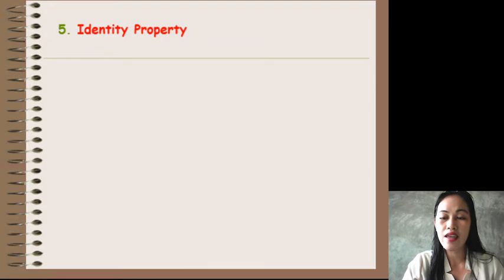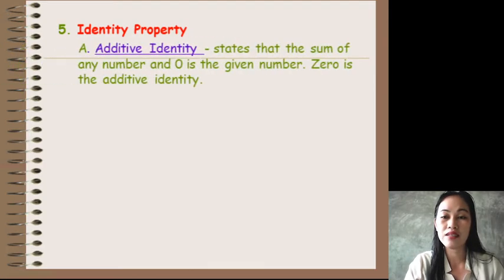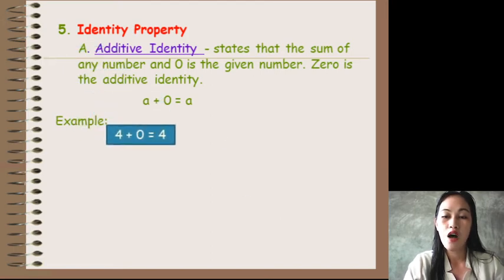Next property is identity property. First, we have additive identity. It states that the sum of any number and 0 is the given number. 0 is the additive identity. So if we add 0 to any number, the sum is the given number. So we have A plus 0 is equal to A. Example is 4 plus 0 is equal to 4.